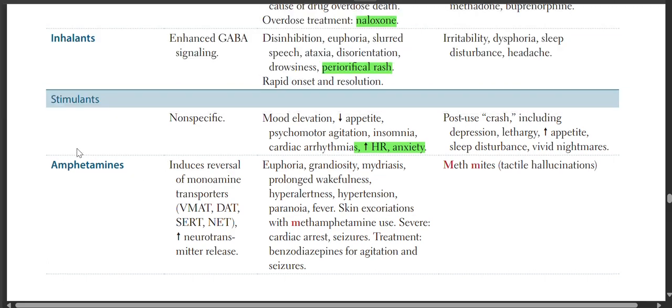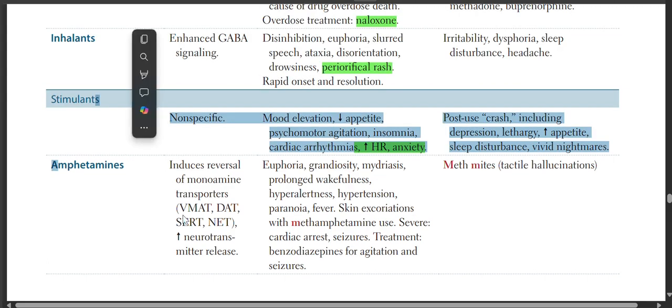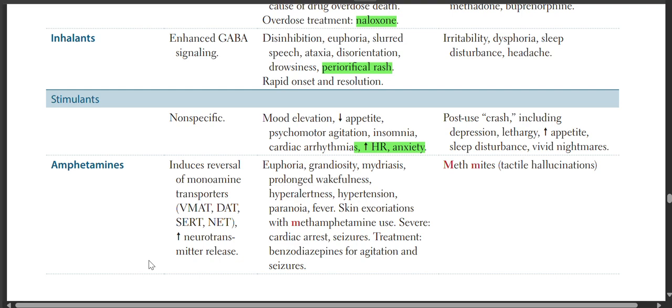So, amphetamines. The way the USMLE will give you a patient, this patient will scratch themselves a lot. They'll have a lot of excoriations on their skin. Along with that, they'll have some missing teeth. And overall, they look very unkempt. That is the type of patient you're looking for when the USMLE is asking about amphetamine abuse.